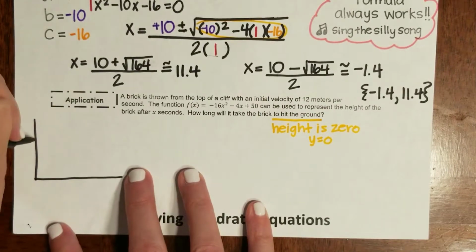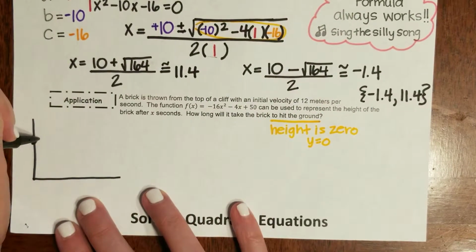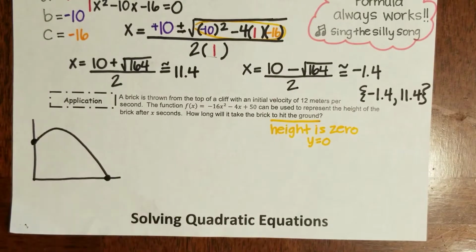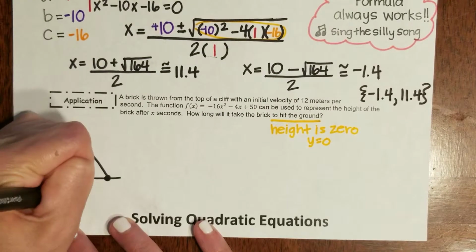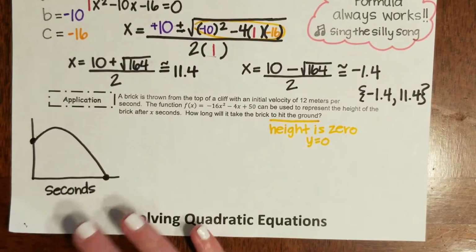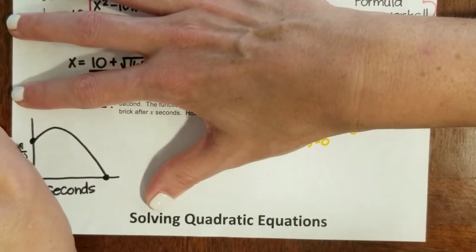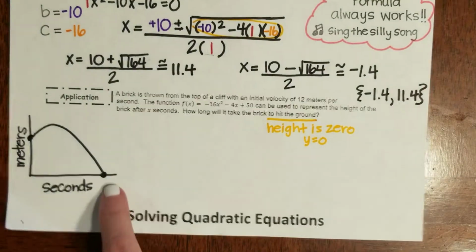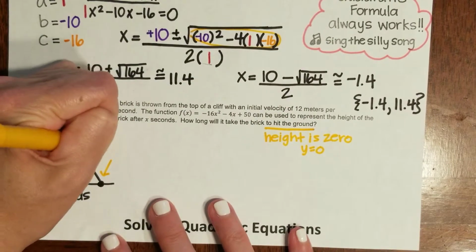so let's pretend that the cliff is here, and that's where the brick is thrown. It's going to kind of go up, and then it's going to come down, and it's going to hit the ground here. So these are seconds here, and then this is meters, because that's how they're measuring the y values. They're measuring them in meters, not in feet or in inches, okay? So this is where it's going to hit the ground, and that's where y is equal to 0.